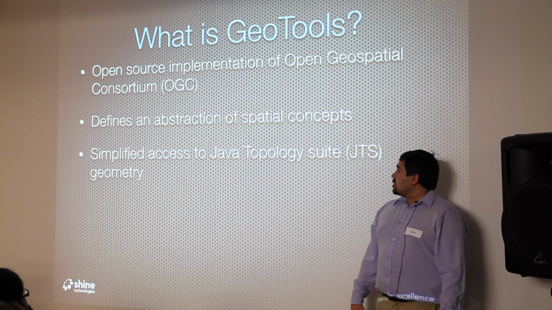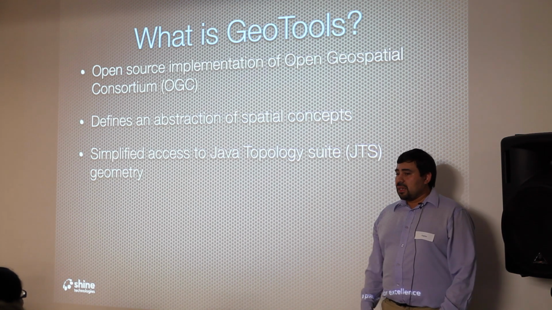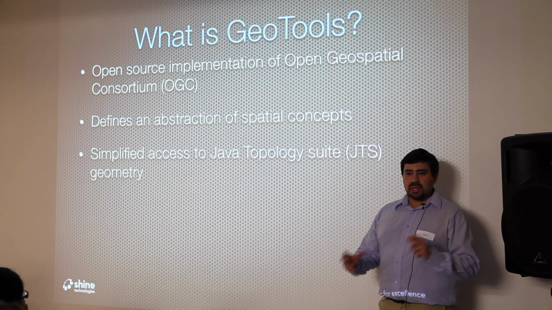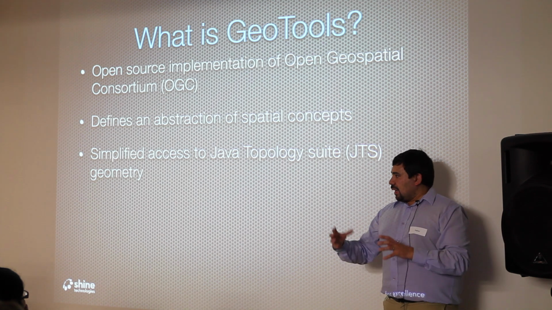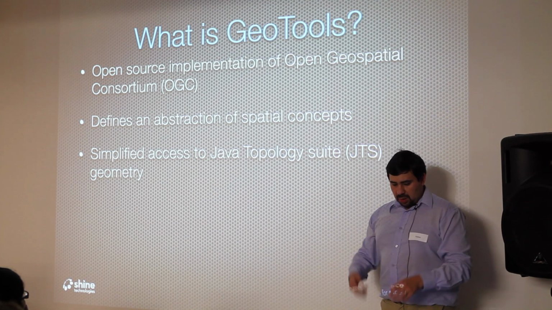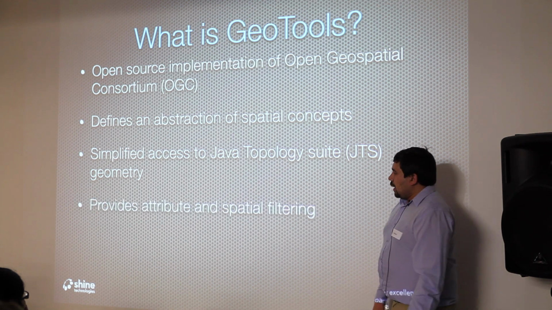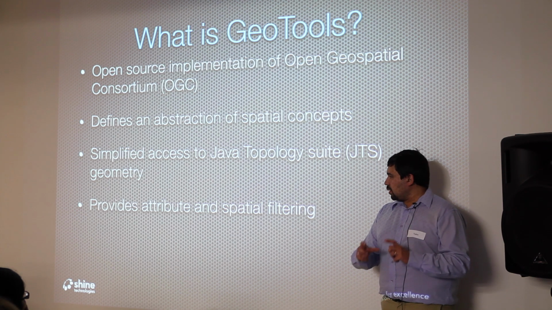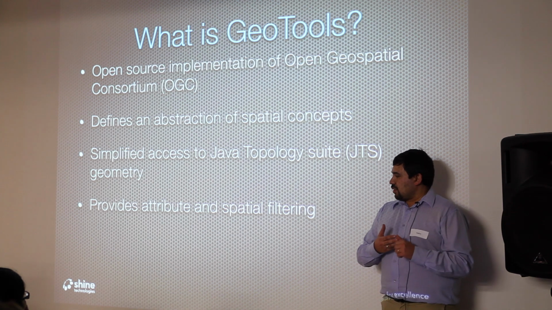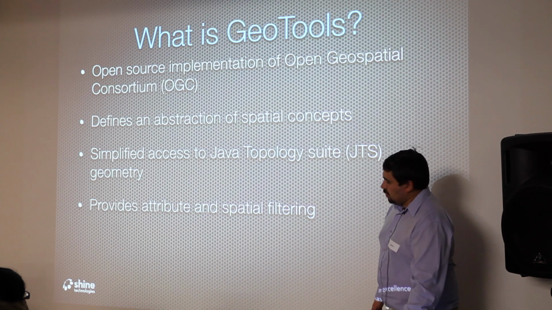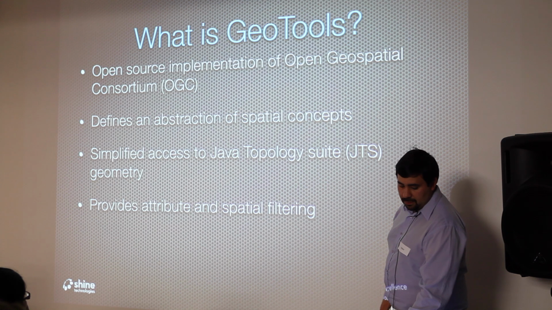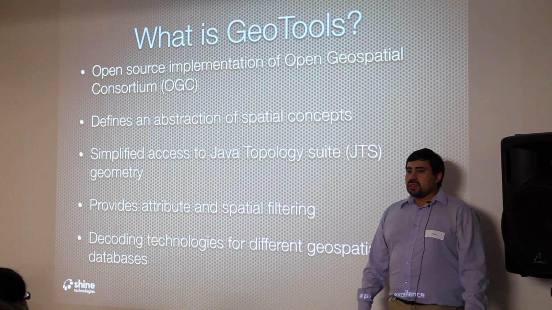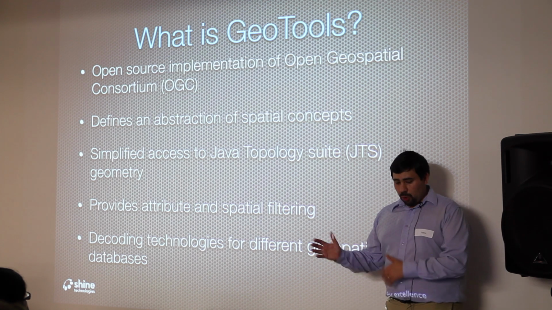It also simplifies the access to the Java Topology Suite. The Java Topology Suite geometry is basically a set of libraries that allows you to operate with polygons and do all sorts of geometric operations, like finding polygons that surround a specific polygon and several other things. It provides attribute and spatial filtering, so you can actually get a specific polygon using some sort of criteria, for example, the suburb name. You might get a set of polygons depending on how the map is being stored. And finally, it provides different decoding technologies for different databases. There are a set of different formats, and you can access them.